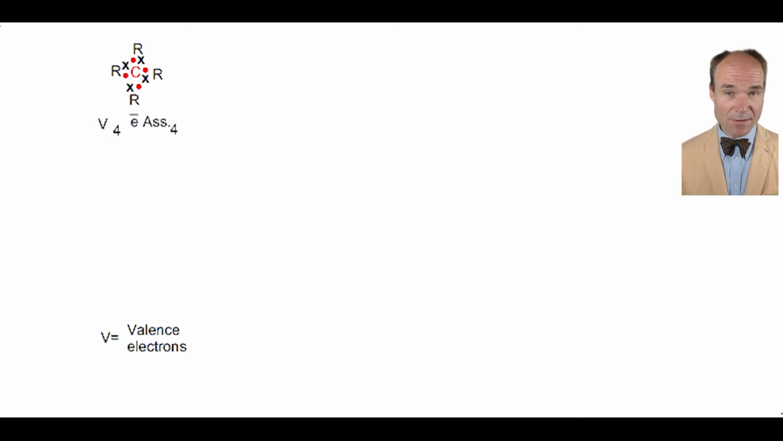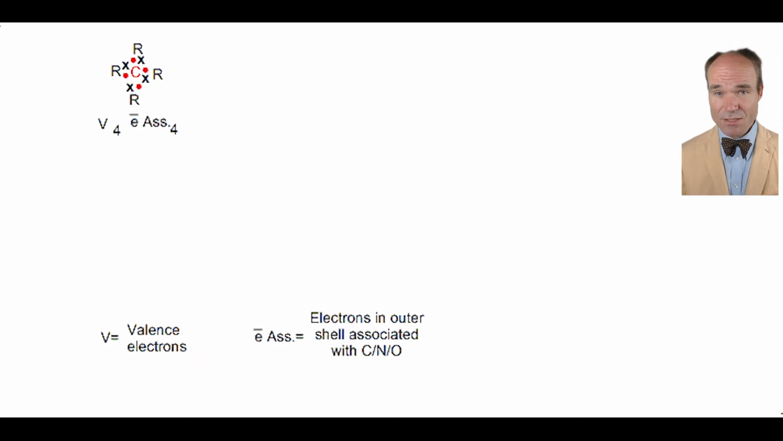There are 4 electrons associated with this carbon, half the number of bonded electrons, so 8 divided by 2 equals 4, and all the lone pair electrons. There are none here, so 0. The number of valence electrons minus the number of electrons associated with carbon equals the charge. Thus 4 minus 4 equals 0, so neutral.